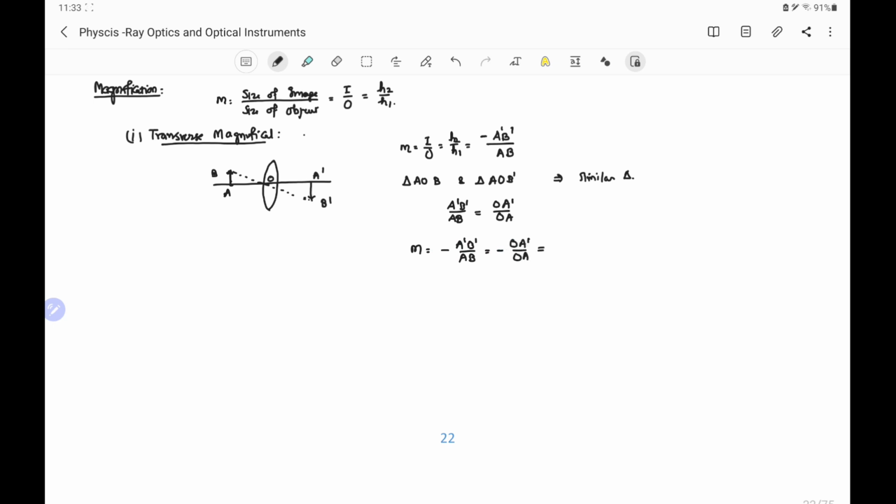And OA dash is the distance of the image from the lens, it is V, and OA is the distance of the object from the lens. As per sign convention, OA dash is on the right hand side of the lens, so it is taken positive, it is V, and divided by OA, which is on the left hand side of the lens, so it is taken negative. So it will be equal to V by U. So finally we can write that the magnification, that is the transverse magnification, will be equal to H2 by H1 and it will be equal to V by U.